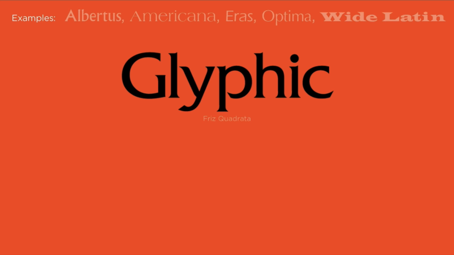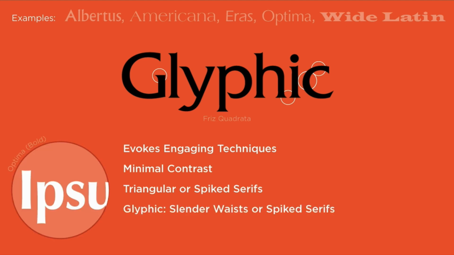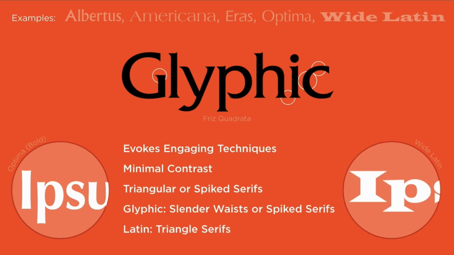Whereas most serif typefaces emulate pen-drawn writing, Glyphic faces evoke engraving techniques in the minimal stroke weight contrast, but especially in the triangular, sometimes spiky serifs one often finds in the letters carved into stone, bronze, or wood. Technically speaking, Glyphic is also subdivided into Glyphic and Latin classes, with the former having all the characteristics I just described, but slender waists or not perfectly triangular serifs, while Latin faces sport those triangular serifs.